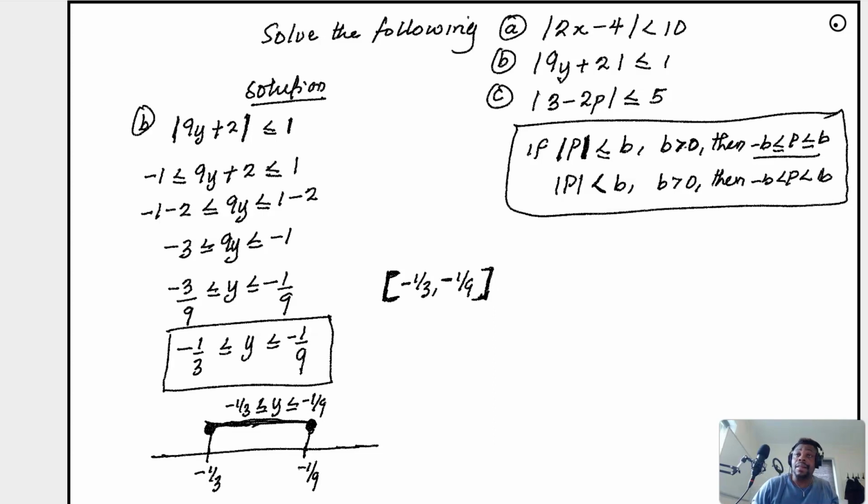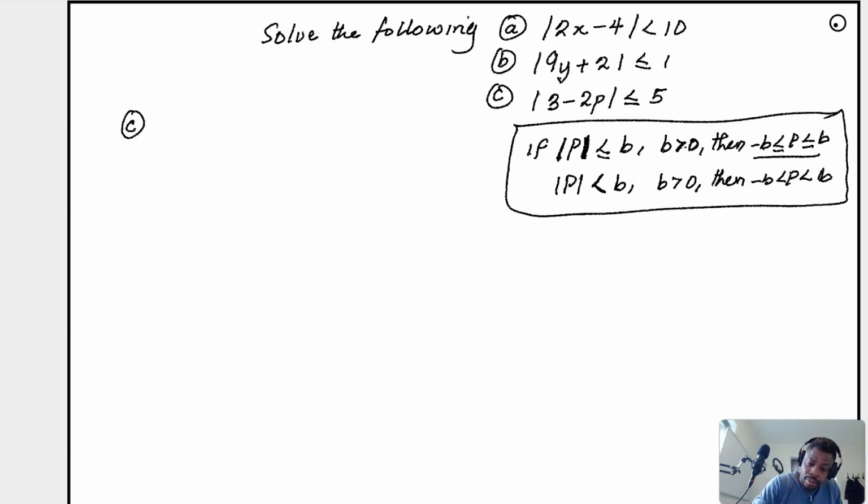Now, let's take question C. Modulus of 3 minus 2p less or equals to 5. Okay, my b here is 5, which is greater than 0, so I can use this rule. That is minus 5 less or equals to 3 minus 2p and less or equals to 5.